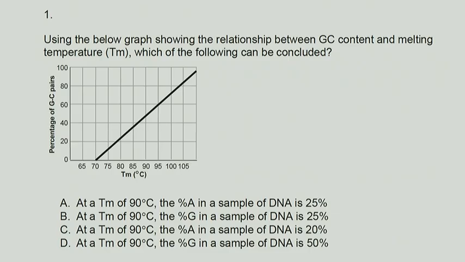And then looking at C and D, again, at a TM of 90, the percent A is 20%, that's too low, and the percent G is 50%, that's too high. So you know that C and D are not correct, so you would circle A and B for this question.